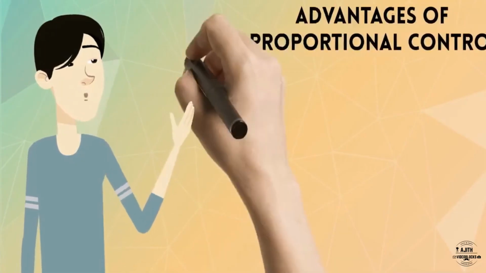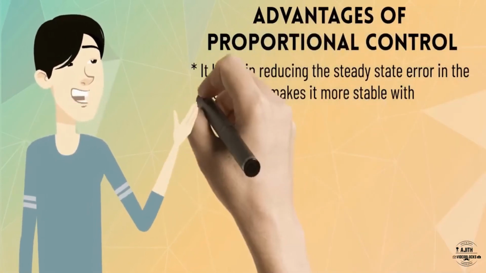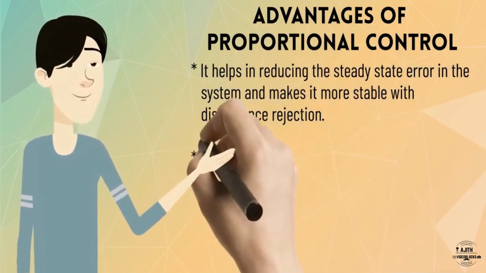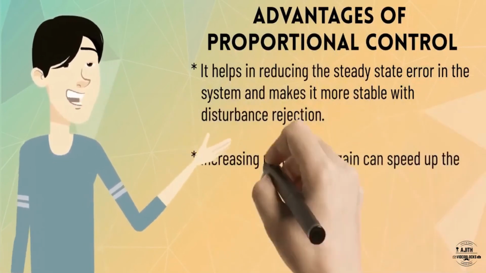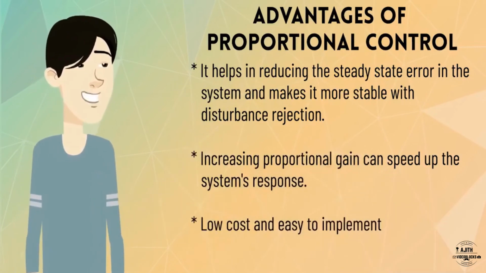Coming to the advantages of proportional control, it helps in reducing the steady-state error which is occurring in the system and thereby makes it more stable with disturbance rejection. Increasing the proportional gain can speed up the system's response and thereby increases the rise time. It is also cheaper and easy to implement.